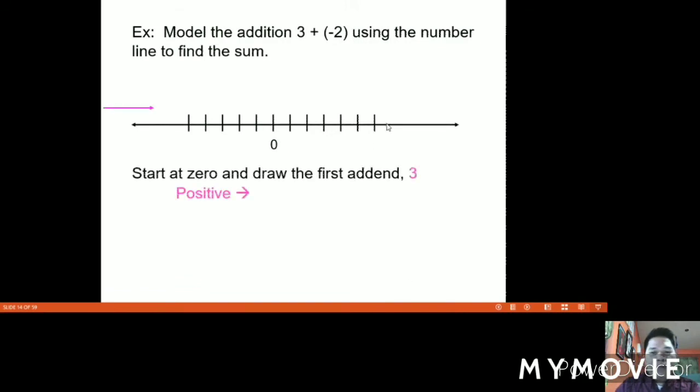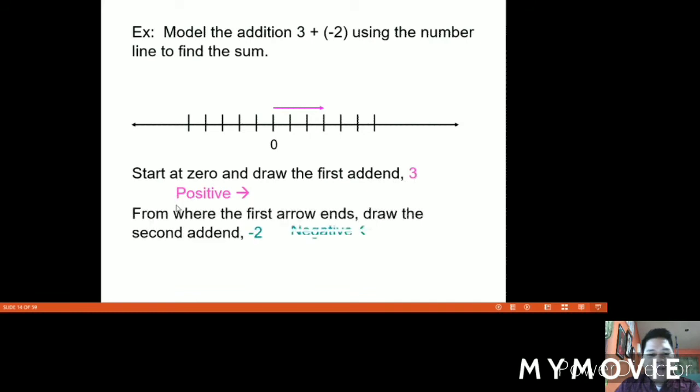For 3 plus negative 2, using the number line to find the sum, start at 0 and do the first addend, 3 positive. From where the first arrow ends, draw the second, and since it is negative 2, you go back 2 to the left. So therefore, where the second arrow ends is the sum, that is positive 1.